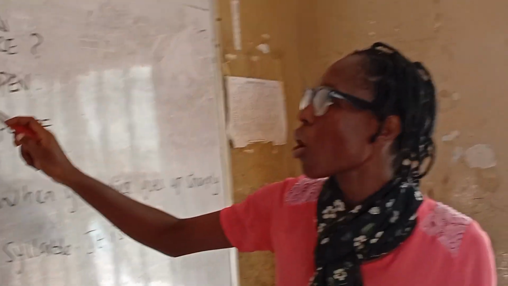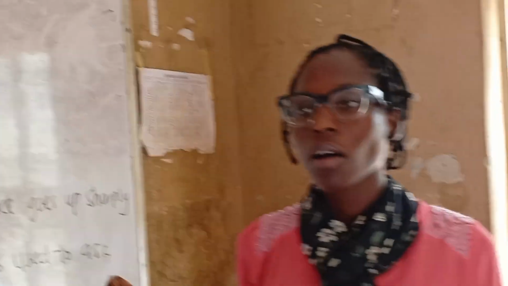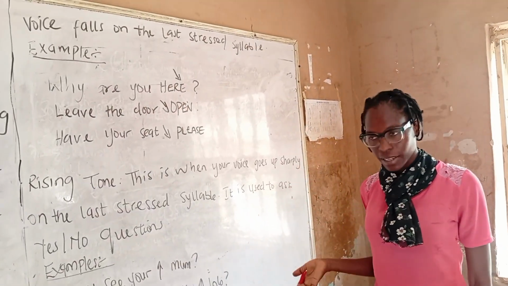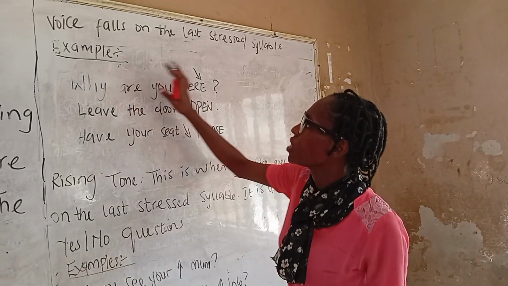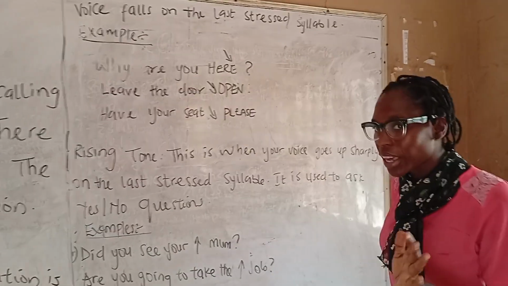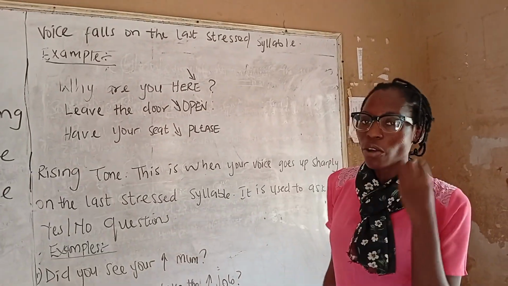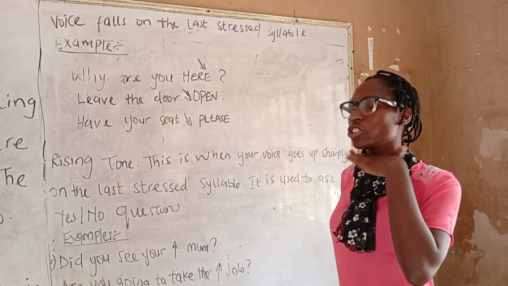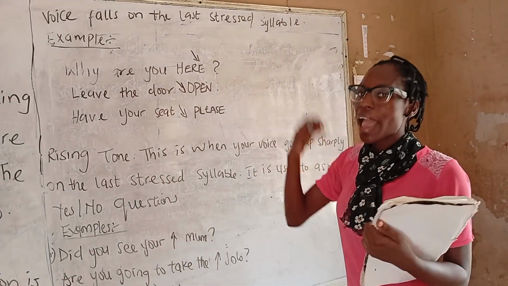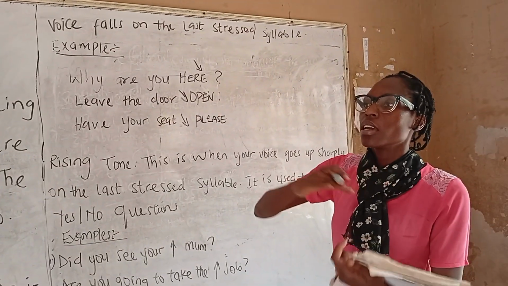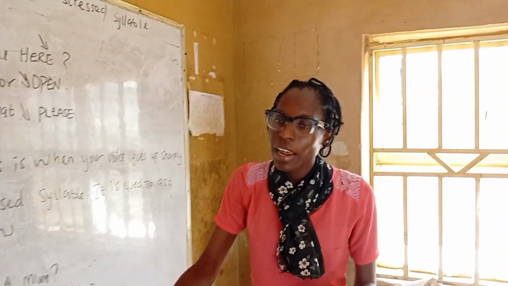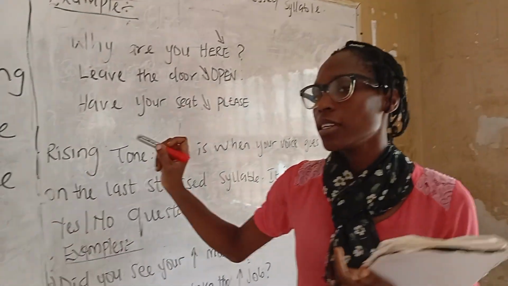Now we have, "Leave the door open." Then we have, "Have your seat, please." Concerning this falling tone again, another thing you have to learn is that most times the best way to know whether your voice rises or falls is the way you are speaking. Check the pace at which you are speaking. If you have, "I am a good girl," you can see that everything started from the top, then it started coming down until at the final end it came down.